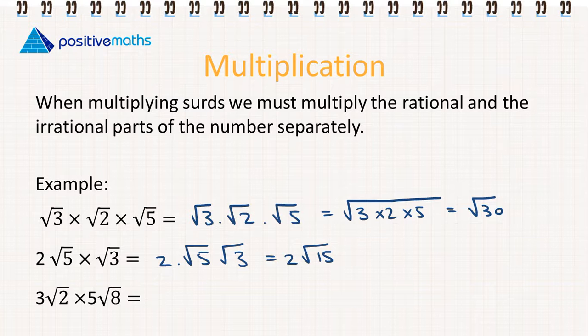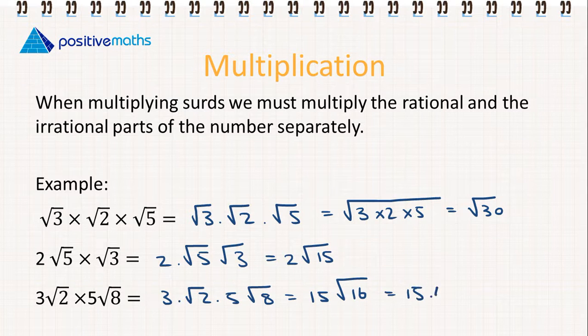Now we have 3 by the square root of 2 by 5 by the square root of 8. So we're multiplying all of these terms together. We'll multiply the numbers. 3 by 5 will give us 15. And if we multiply our surds, we'll get the square root of 16. So this will give us 15 multiplied by 4, which will give us 60.